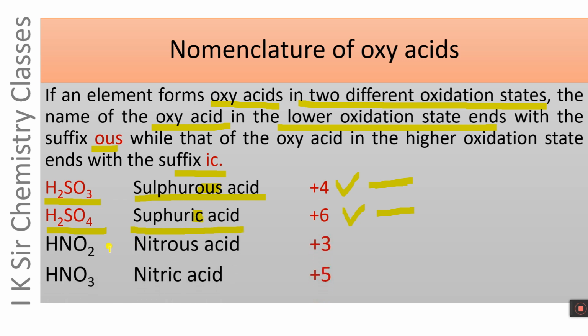Nitrogen forms 2 oxyacids, HNO2 in +3 oxidation state and HNO3 in +5 oxidation state. This is the lower oxidation state, this is the higher. HNO2 is nitrous acid, and HNO3 is nitric acid.